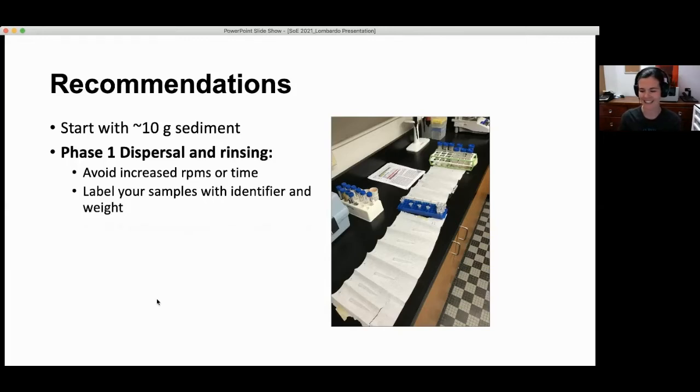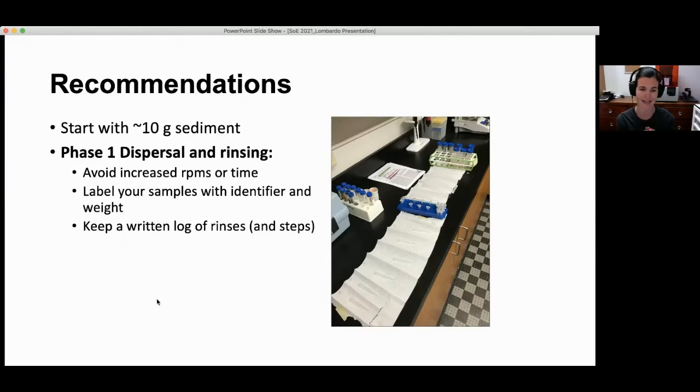This may come as obvious, but identify your samples with your identifier. And I would encourage doing this so that you can match up your most like weighted samples to balance your centrifuge. This is not just about the effectiveness of centrifuging, but about safety. You do not want an unbalanced centrifuge.